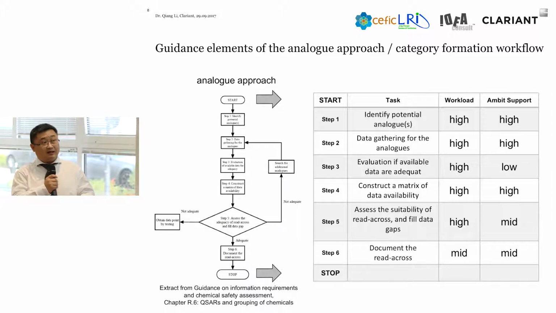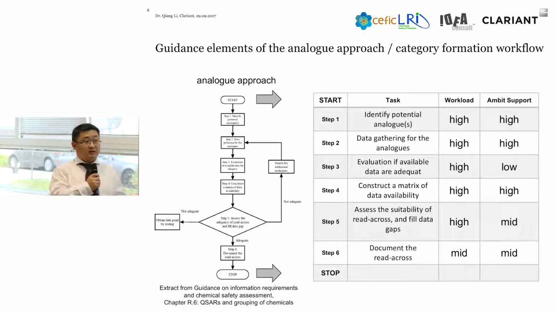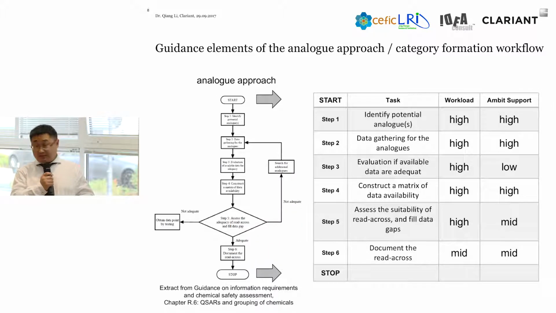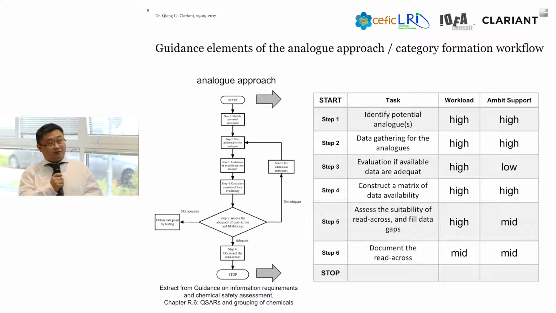Step 1, identify potential analogs, and then step 2, data gathering for the analogs. Step 3, evaluation if the data are sufficient, then to construct a data matrix. Then to assess the suitability of the read across and filling the data gaps, and finally document the read across. It looks very simple, but actually the workload for each step is very high. So almost every step, especially the data matrix generation and the data gathering.